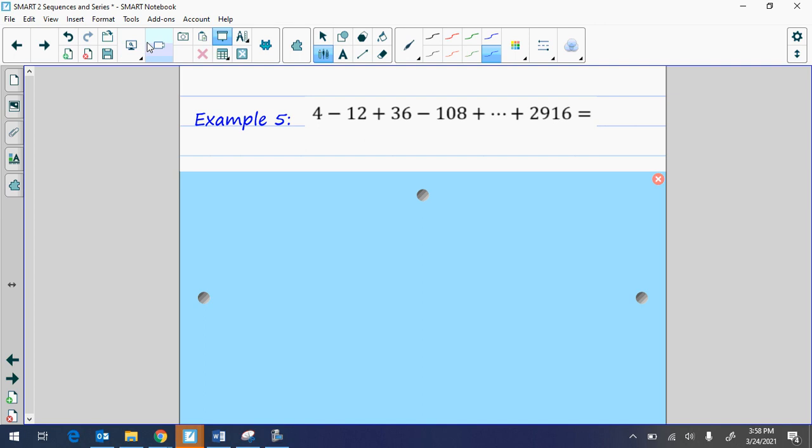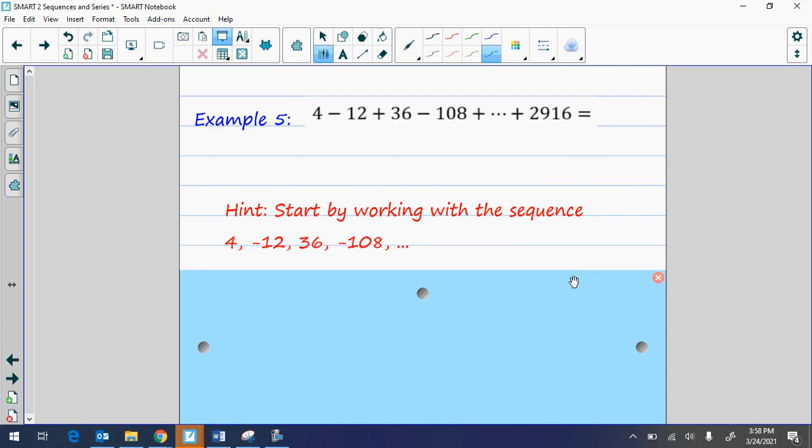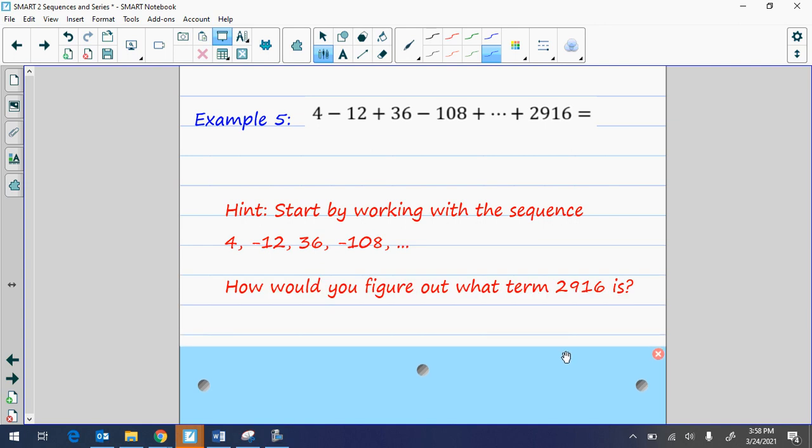So here is our example 5. We're looking for this summation. So you're going to try this one on your own, but I'm going to give you some hints. Start by just working with the sequence. From the sequence, determine your ratio. It's going to be negative. And then for your n, how are you going to figure out how many terms it takes to get to 2,916? That's going to give you your n. And then your a sub 1, you obviously know. So those will be the variables that you need there.